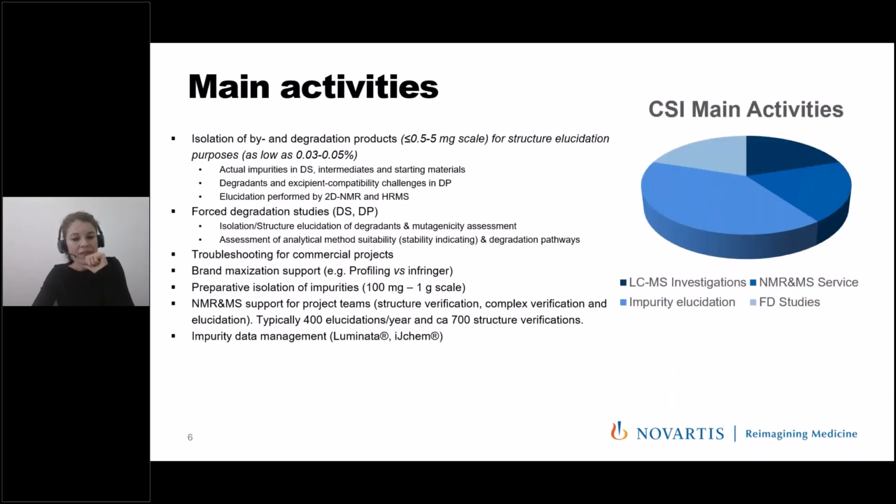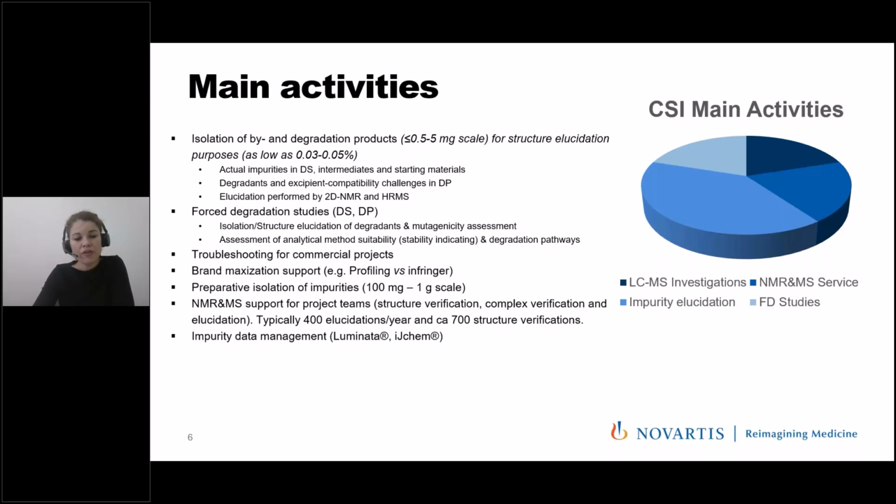So as you can see, the main activities of the team are related to isolation of impurities and degradation products. Normally, we isolate compounds in the 0.5 to 5 milligram scale for structure elucidation purposes. We sometimes go as low as 0.03 or 0.05% impurities in the main component, and our focus is primarily, of course, on actual impurities in drug substance, but also in intermediates and starting materials of synthesis, in degradants and excipient compatibility challenges in the drug product.